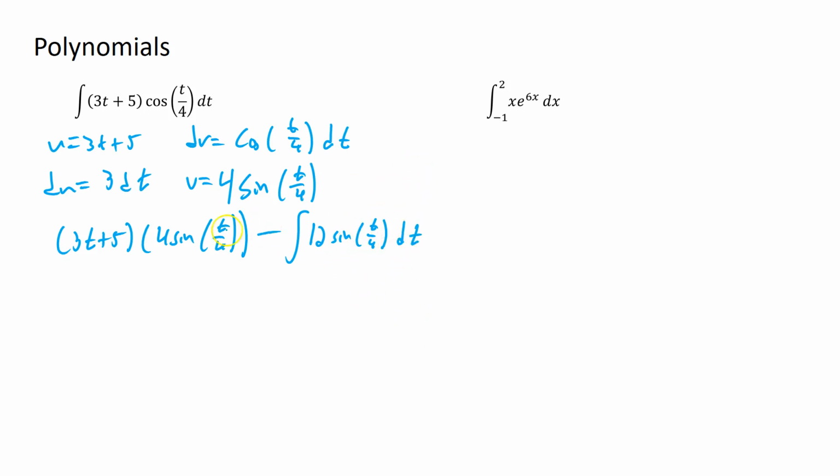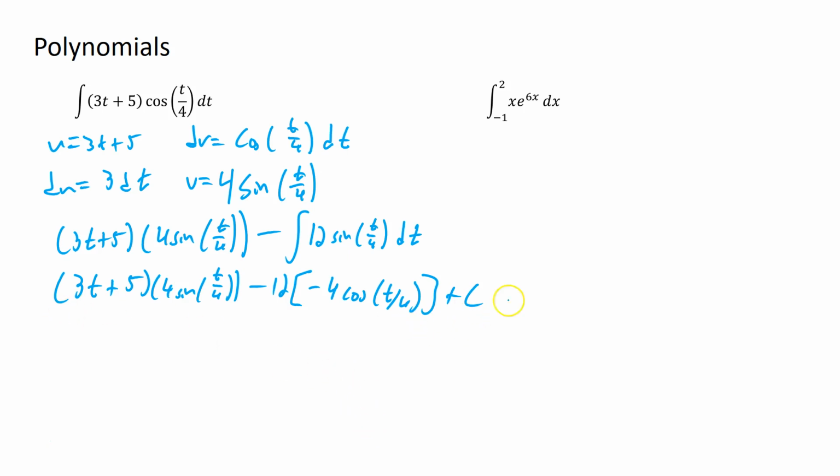Okay, we'll pull that 12 out, so we have 3, let's pull that 4 to the front, I guess, maybe as well. You could distribute it, I'm actually going to leave it where it is, because you can have it wherever you want. 3t plus 5 times 4 sine of t over 4 minus 12. Antiderivative of sine of t over 4, we kind of already did it up here. That would be negative 4 cosine of t over 4 plus c.